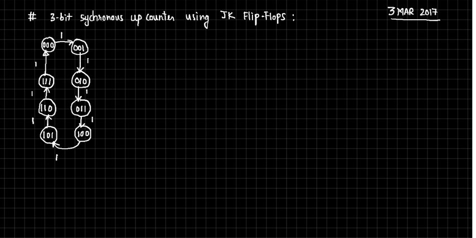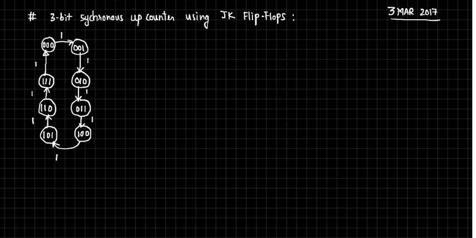Now you tell me, what is the first step you should do? First you should determine the number of states, or the number of flip flops. There is a 3-bit synchronous up counter. How many flip flops are required? 3. Which flip flops? JK flip flops. Then the next step should be to note down the state diagram or state table.